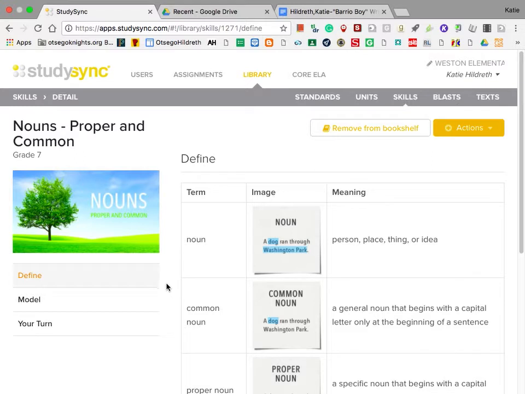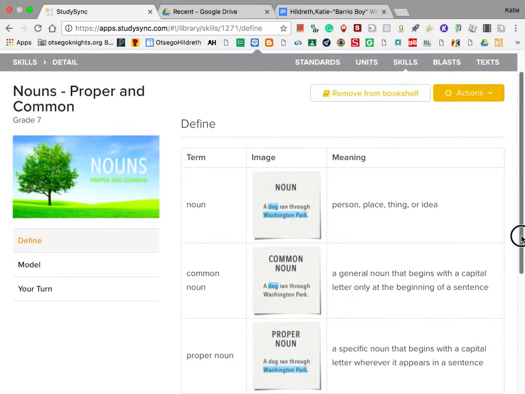So the first thing you're going to do on your paper is write the word define. And then you're going to create a chart, just like what I have here. So you're going to put the word term, you're going to have your image, and you're going to have a meaning. Okay? Nouns are part of our subject, and if you remember, a subject is the word that tells who or what is doing something or being described in a sentence. Okay? So our first term is noun, and a noun is a person, a place, a thing, or idea.